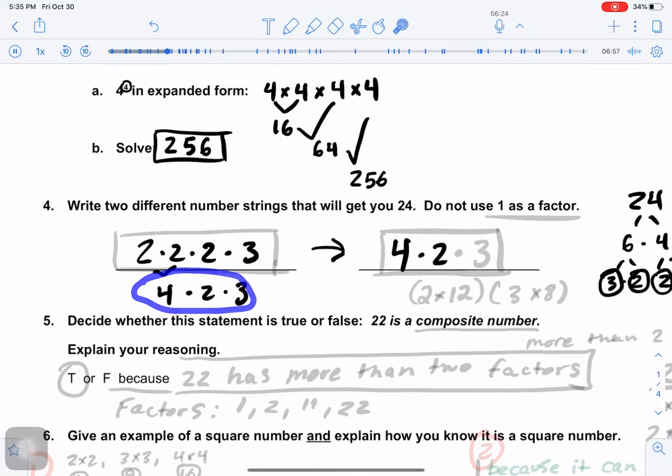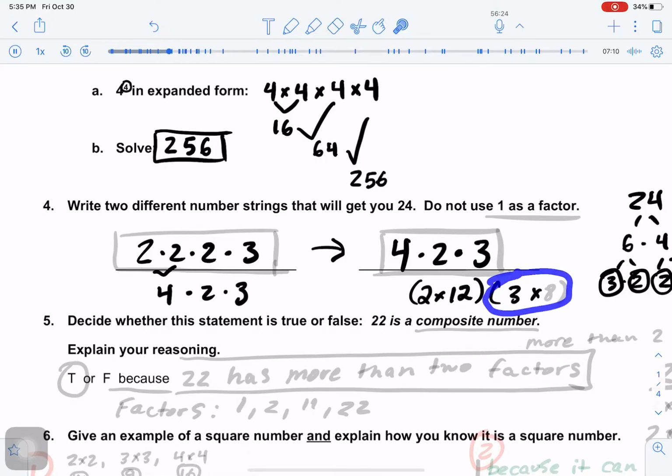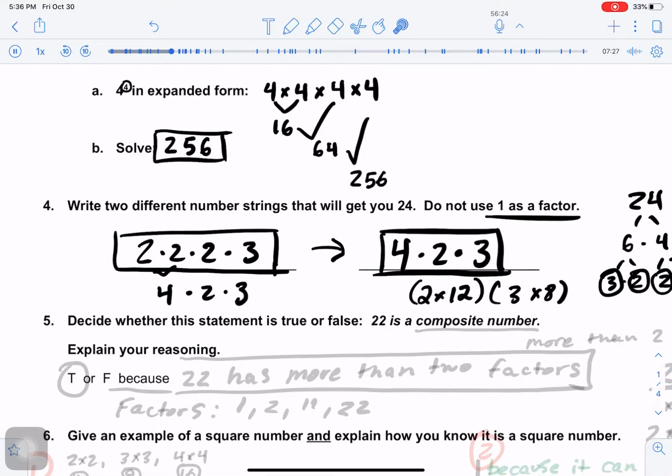will be my next factor string. You can also use any factor pair, like 2 times 12. You can do 3 times 8, or any other factor pair as long as it does not include 1. But like I said, my first answer here is the full prime factorization expression, and this one simply has a few of those numbers combined.